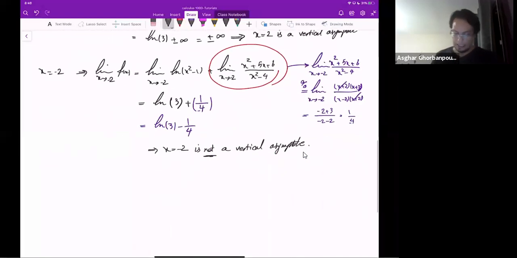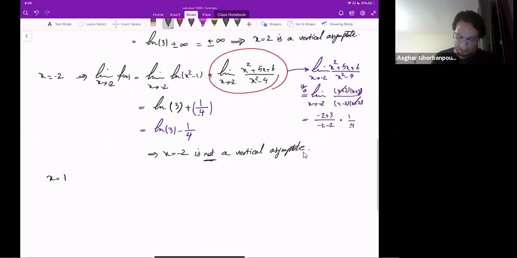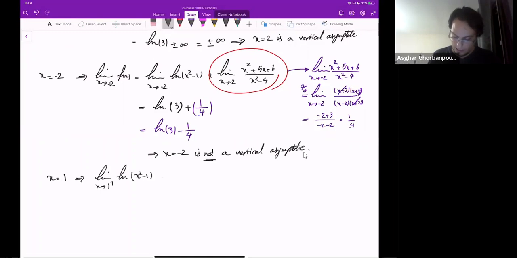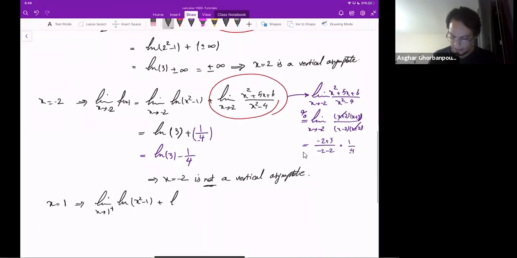Oh, this is getting long. For x equal to 1, one thing you have to notice is that x can only approach 1 from the right, for numbers bigger than 1. Otherwise, we would have ln of a negative number, which we are not allowed to have. So this will be ln of x squared minus 1 plus the limit of x squared plus 5x plus 6 over x squared minus 4 as x goes to 1 from the right.